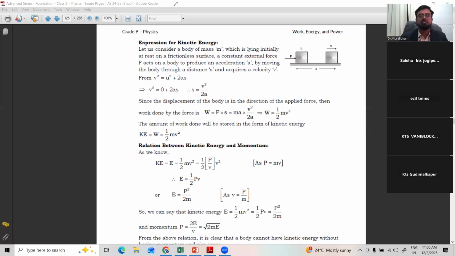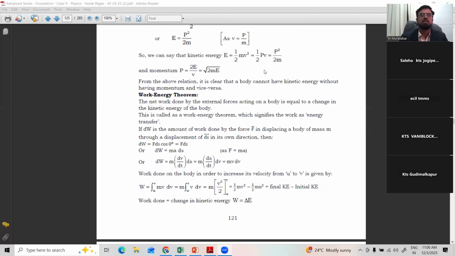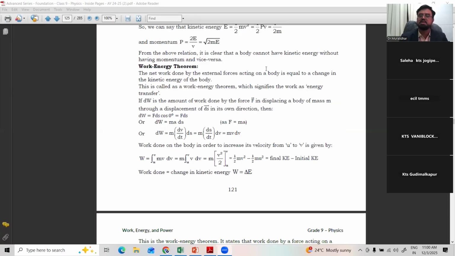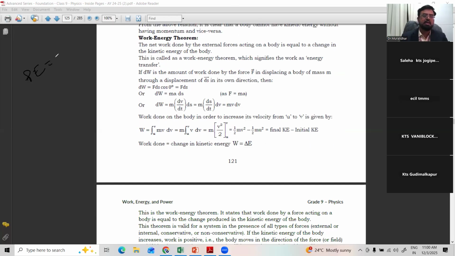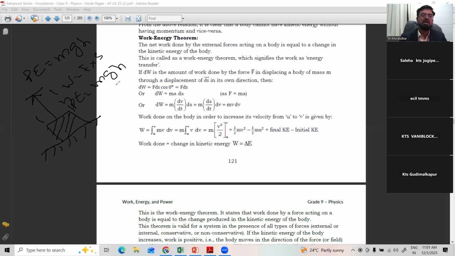So kinetic energy is energy possessed by a body by virtue of its motion, whereas potential energy is given by mgh. It is the energy possessed by a body by virtue of its position. For example, here we have one big stone on earth. We want to lift it up to a certain height. What is the work done here? Work done is F into S. F is nothing but weight, that is mg. S is nothing but height h. So potential energy is given by the formula mgh.